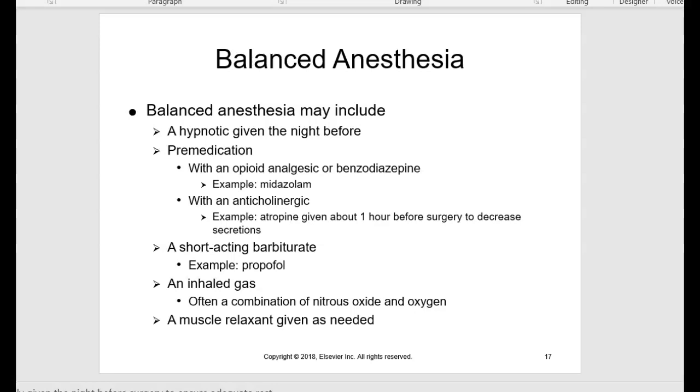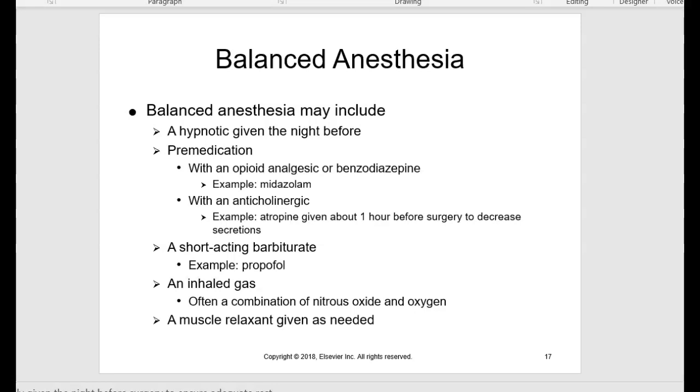So it can include a hypnotic given the night before, pre-medication with opioid analgesic or benzodiazepine plus an anticholinergic given about 1 hour before surgery to decrease secretions. And again, the benzodiazepine listed on your slide is midazolam. You see the LAM, you should immediately be thinking that's a benzodiazepine. Anticholinergic, we've already talked about atropine. Something goes up, something goes down. What goes down? Secretions. Atropine is used pre-op to decrease secretions.